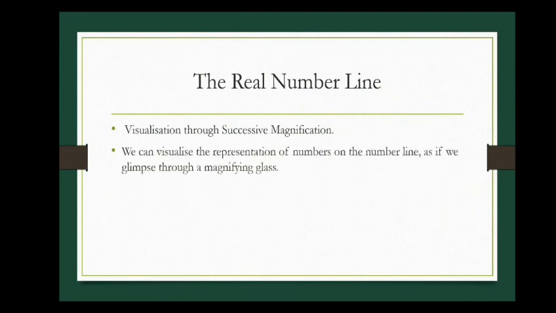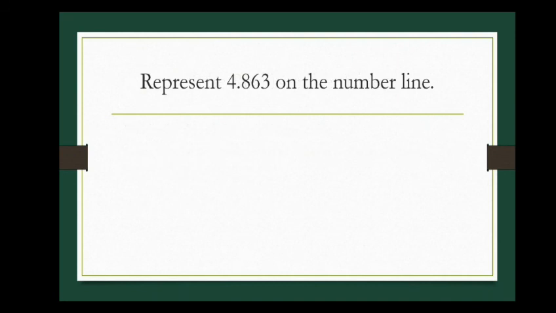We can visualize the representation of numbers on the number line as if we glimpse through a magnifying glass. Suppose we have a magnifying glass, we zoom in, right? Using that, we are going to represent the numbers on a number line. So we'll see an example. Represent 4.863 on the number line. How do we represent this on a number line?